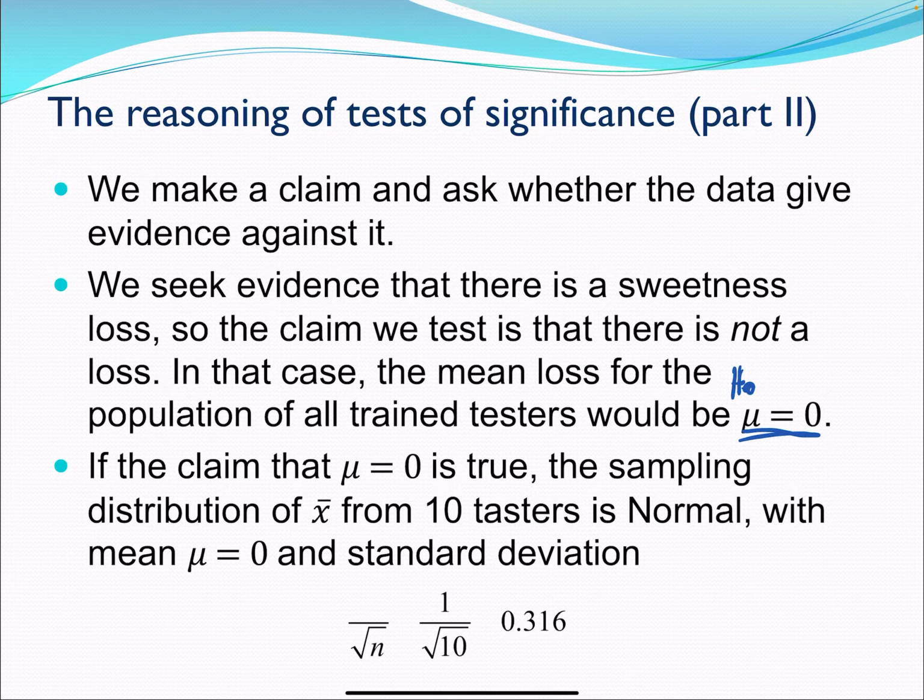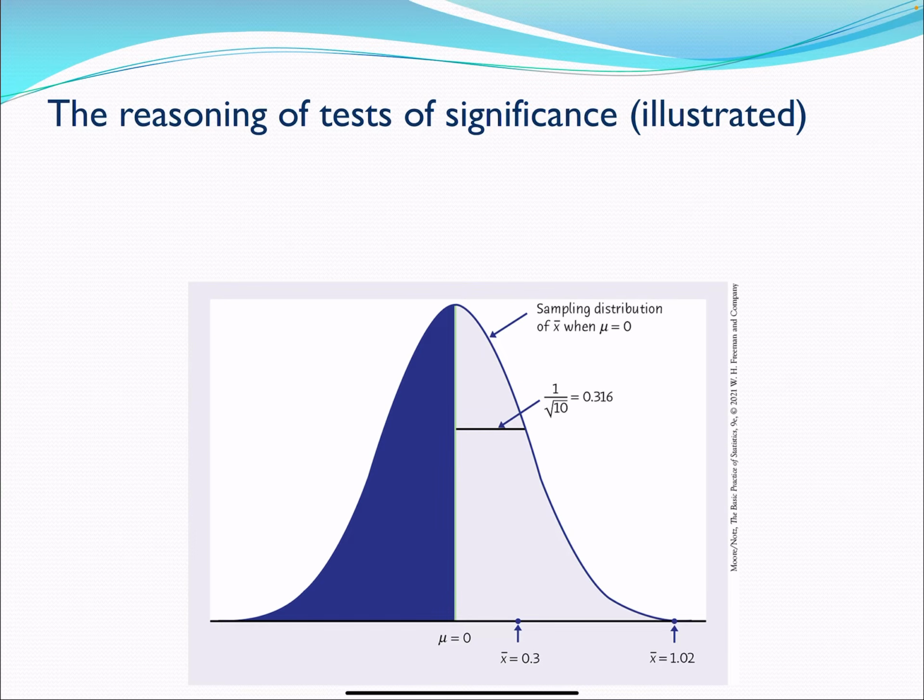If the claim that our mean equals 0 is true, then the sampling distribution of x bar, our sample mean from the 10 tasters, would be normal with mean 0, and the standard deviation would be sigma equals 1, our population standard deviation, over the square root of our sample size, which was 10. That gives me 0.316. So that's going to be our standard deviation for this hypothesis test. Here I have my mu, saying there's no sweetness lost, and we have our new standard deviation, which is 0.316.